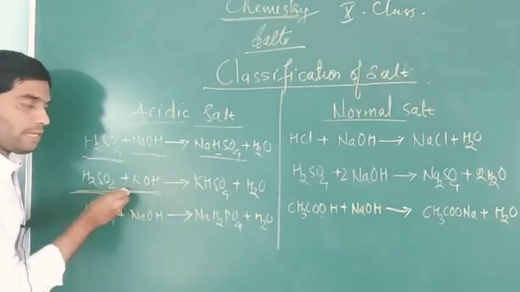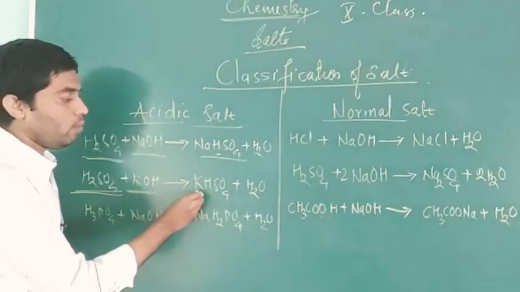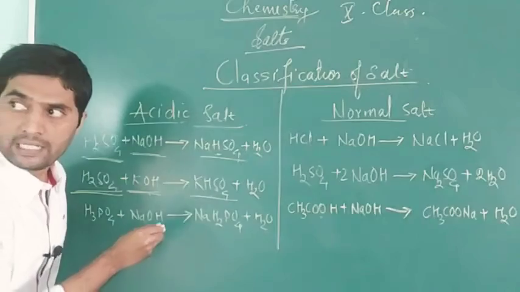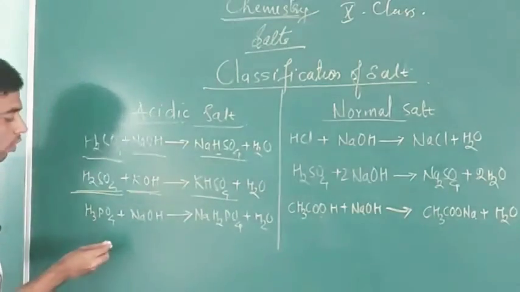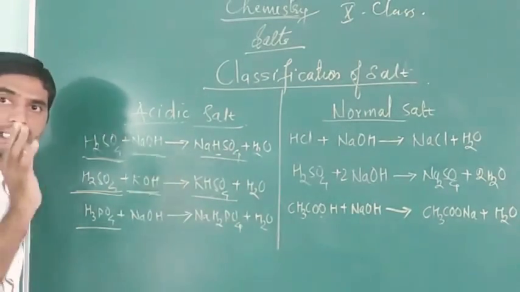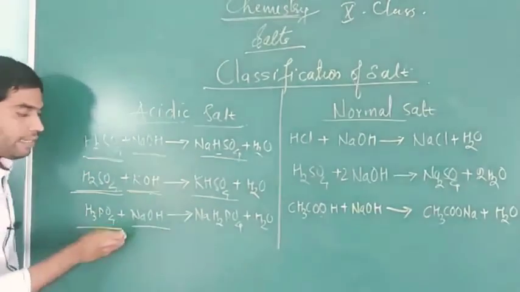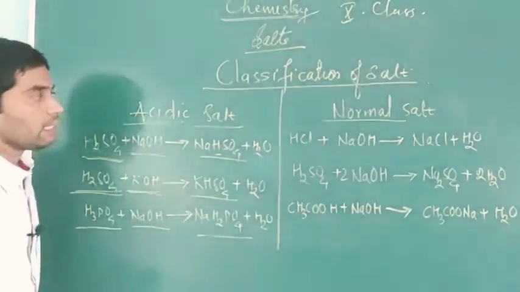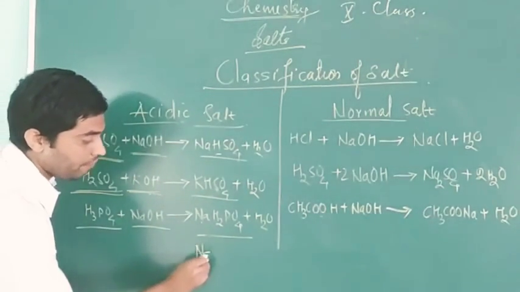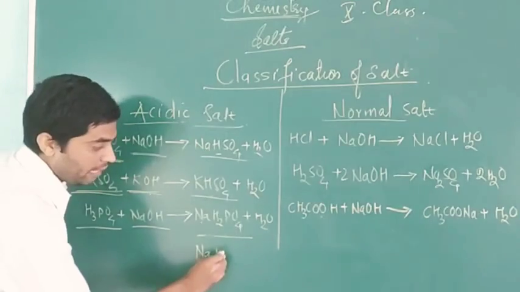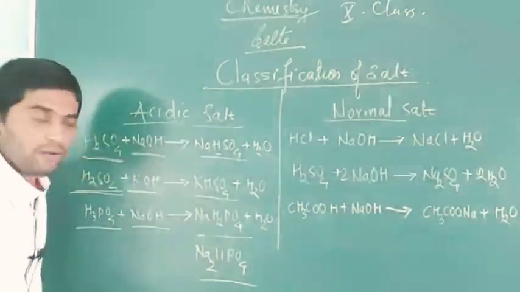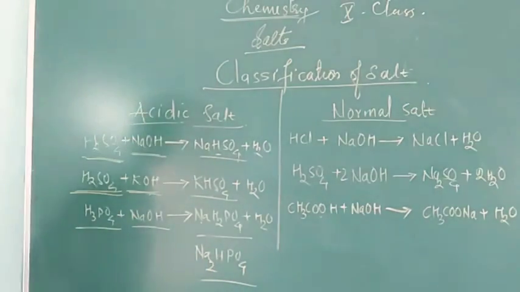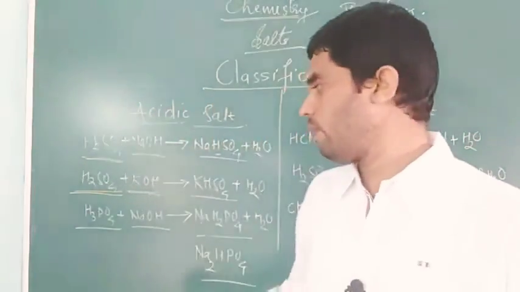Sulfuric acid plus potassium hydroxide both react and give potassium hydrogen sulfate. It contains one replaceable hydrogen, that's why it is an acidic salt. Phosphoric acid contains three replaceable hydrogens, and if we take one sodium hydroxide then it forms NaH2PO4. This is an acidic salt. In place of this, if Na2HPO4 forms, again there is one replaceable hydrogen, that's why this is an acidic salt. So in this lecture today we will stop here.